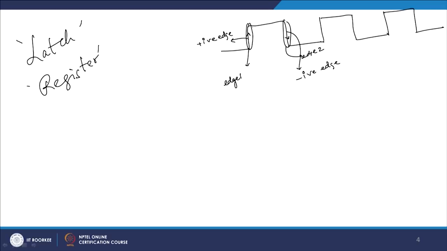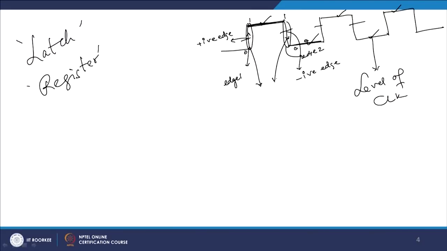And you have a level here, where level means the clock is high. This is a 0 to 1 transition, this is a 1 to 0 transition, but this is the place where the clock is high and this is the place where the clock is low, it is 0. These places are all referred to as levels of the clock, and these transitions are all referred to as edges of the clock.